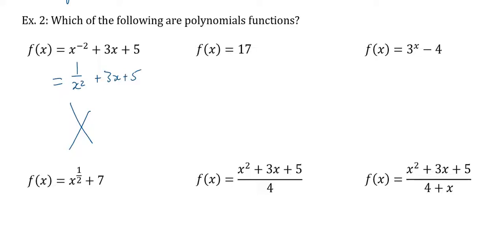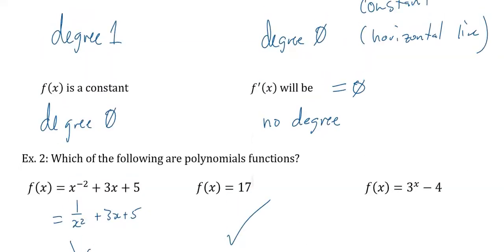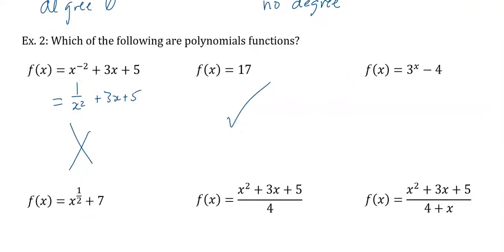3 to the x minus 4. What kind of function is that? What do we call that? Exponential. So this one is not because it's exponential. What about x to the 1/2 plus 7, or x to the 0.5 plus 7? What do we call that kind of a function? Yeah, that's a square root function. That's square root of x plus 7. That's not a polynomial.